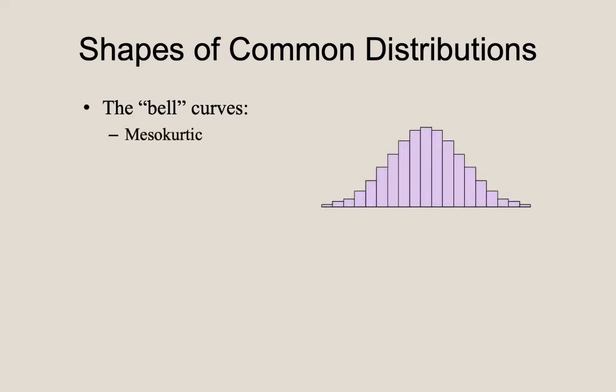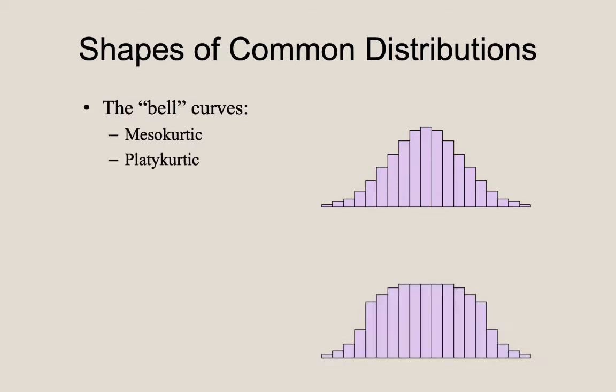Let's take a look at some of the common distribution shapes you will see. The first is the most familiar, and in some ways it is the most common, and this is the bell curve. This is also called the normal distribution or the Gaussian distribution. There are further varieties and names you might encounter. The conventional or standard bell curve is called mesocurtic. This is the quote-unquote mathematically precise normal distribution.